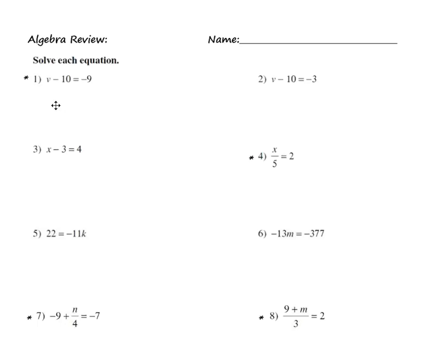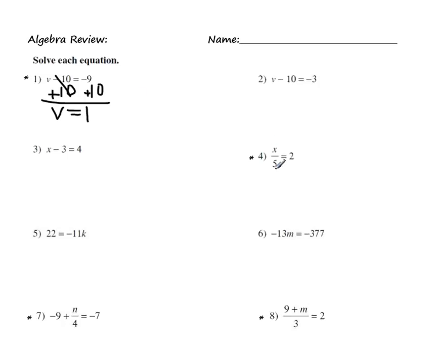Let's practice solving. This should be a review for you, and the idea is to get the variable alone, and you've got to do the opposite operation. So the opposite of subtracting 10 would be adding 10. If we do it to one side, we have to do it to the other side, the number on the other side of the equal sign. So this cancels out that 10, and it leaves me with v equals -9 plus 10 is +1. So that's how you undo subtraction.